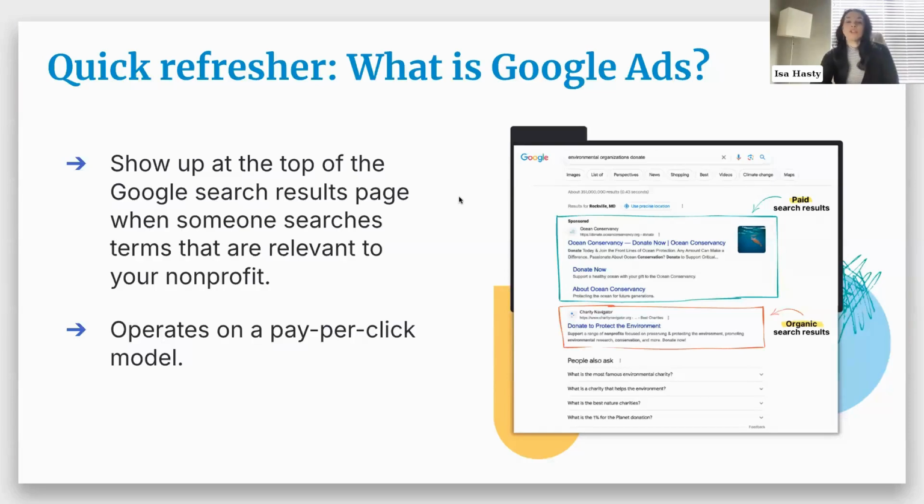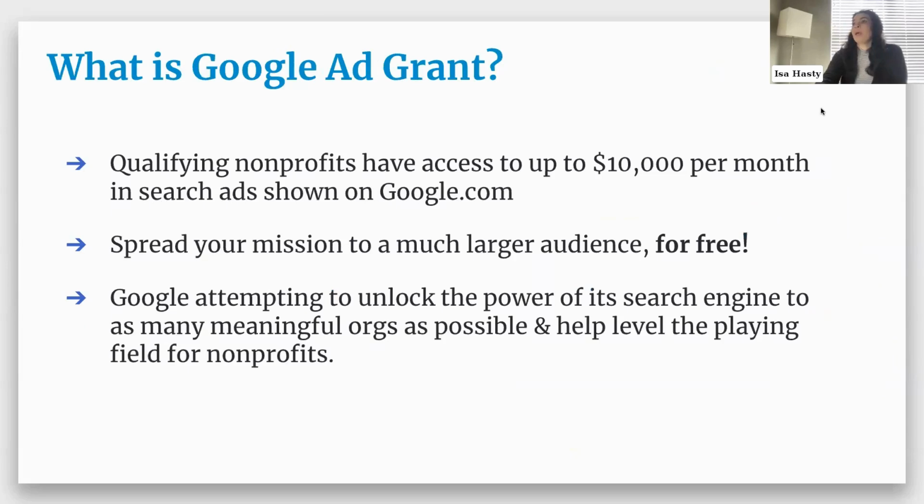So just as a quick refresher, what is Google Ads? These are the sponsored ads that show up at the top of the Google search results page. When you're typing something into Google search, you see those sponsored ads at the top that kind of skip the line and go up there to the top. And we've all clicked on those before. This is what Google Ads allows you to do, kind of skip the line and show up higher up on the results page. And this operates on a pay-per-click model, so you're only paying if someone actually clicks through to your website.